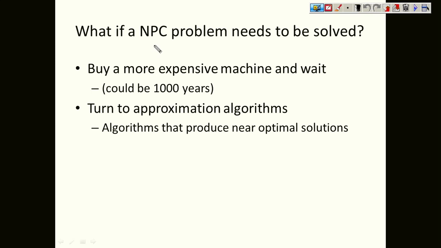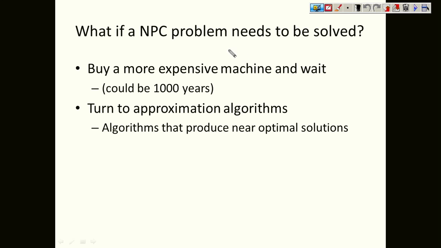So what if an NPC problem needs to be solved? If you are forcibly willing to solve the NPC problem, then what is required? Definitely, we have discussed that these problems have a non-deterministic algorithm. When I say non-deterministic, it means all the steps of the algorithm are not very clear. The steps are making some guesses, and when your steps are not very clear, then it is not actually easy to work on existing machines.